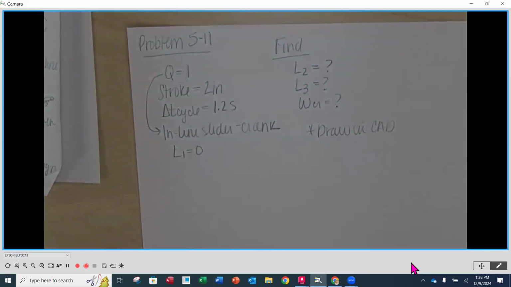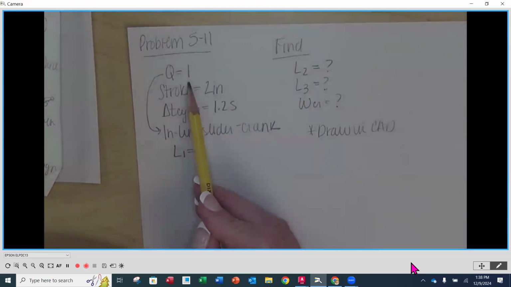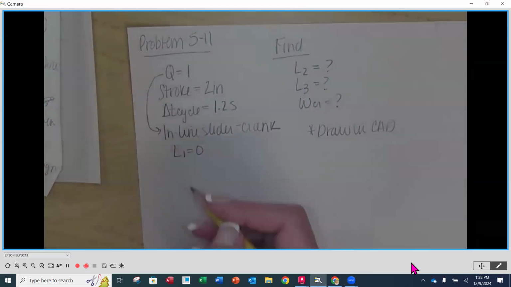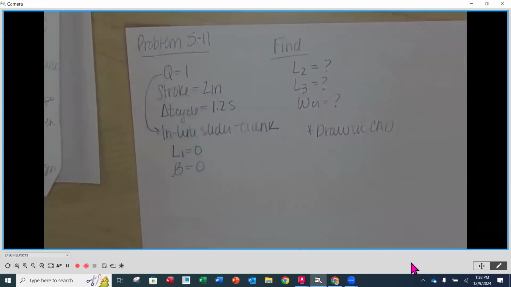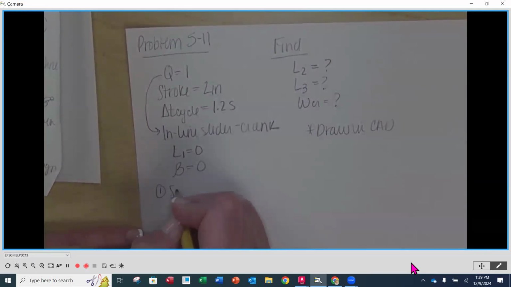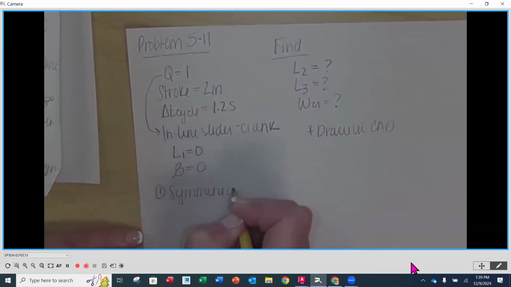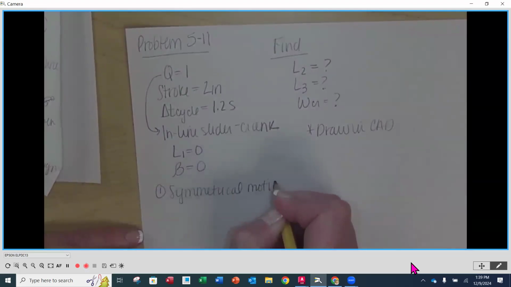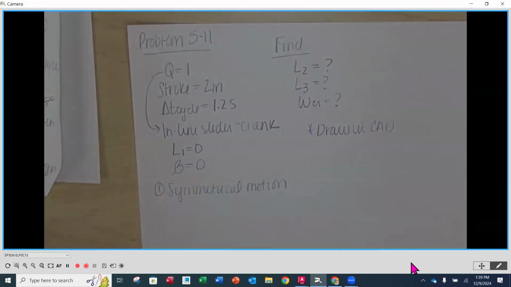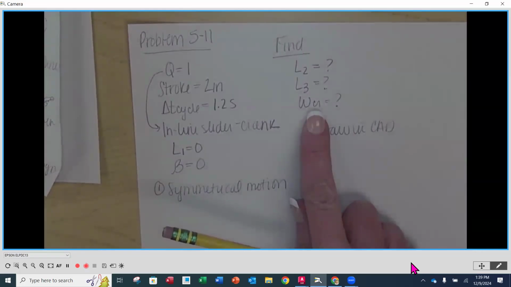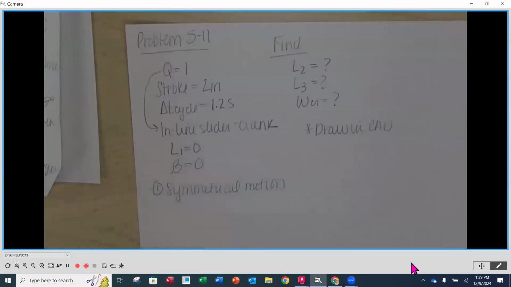Now, let's do a couple things here before we go to CAD. As we said earlier, our Q is equal to 1. Because our Q is equal to 1, we also know that our beta is equal to 0. We don't have this imbalance angle. That'll come into play when we have an offset slider crank mechanism. So that means that we have symmetrical motion.